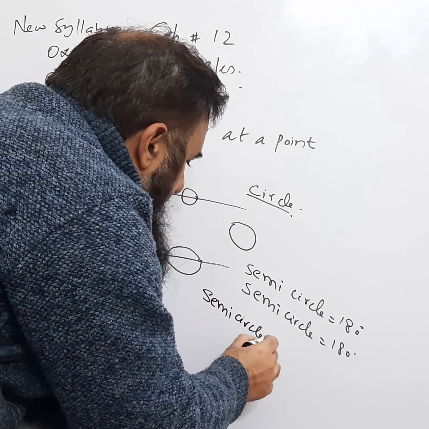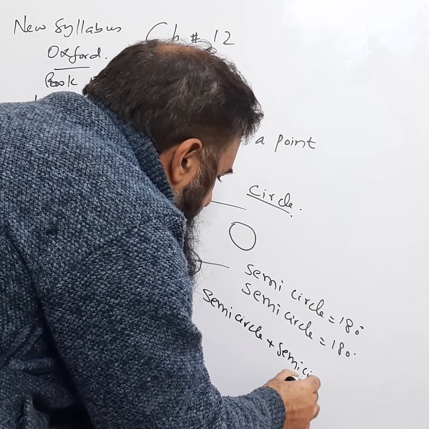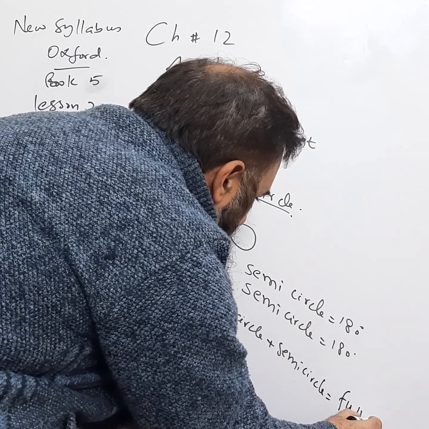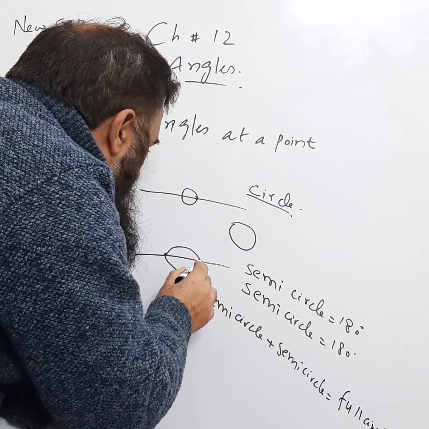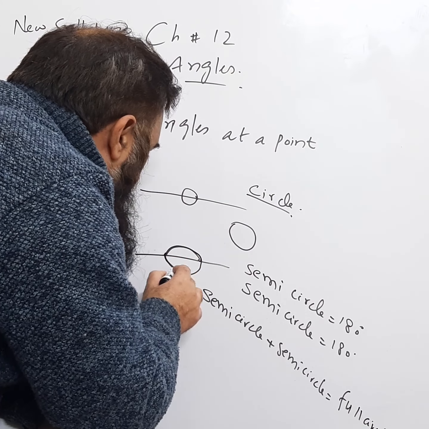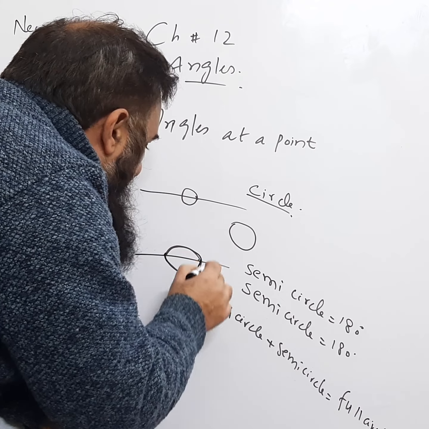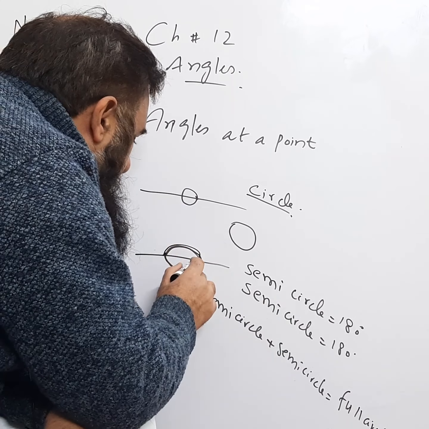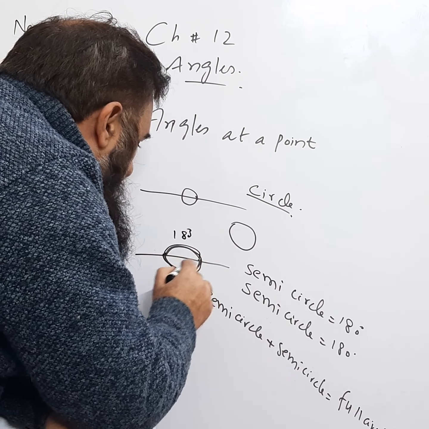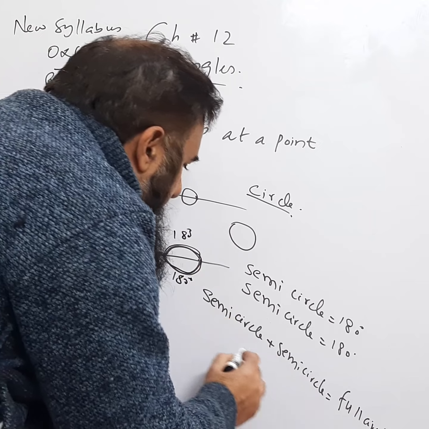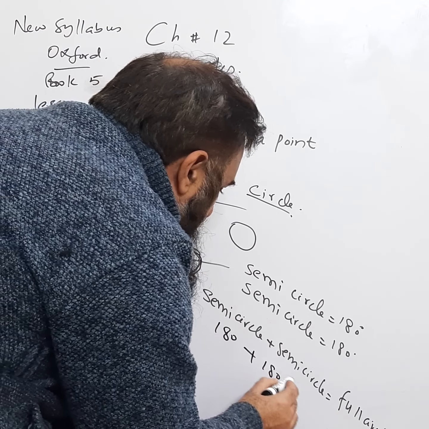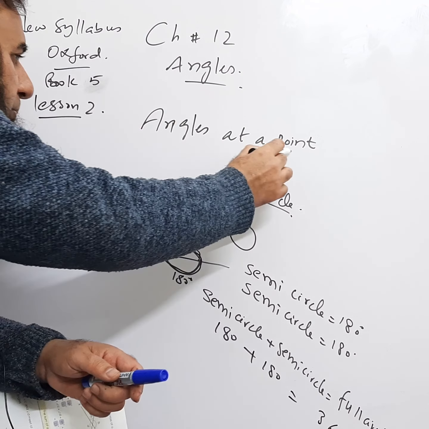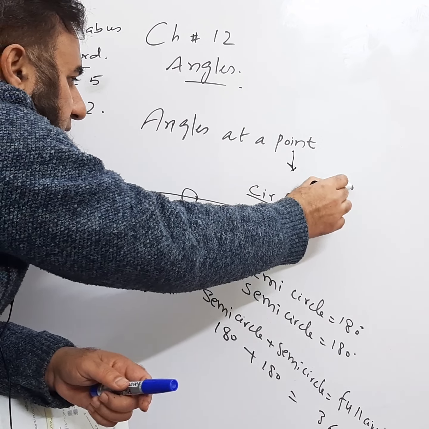Semicircle 1 plus another semicircle is equal to a full circle. This is semicircle 1 and this is another one, so it completes a full circle. Semicircle 180 plus semicircle 180 becomes a full circle. Full circle is equal to 180 plus 180, so it becomes 360. So angle at a point is always equal to 360.